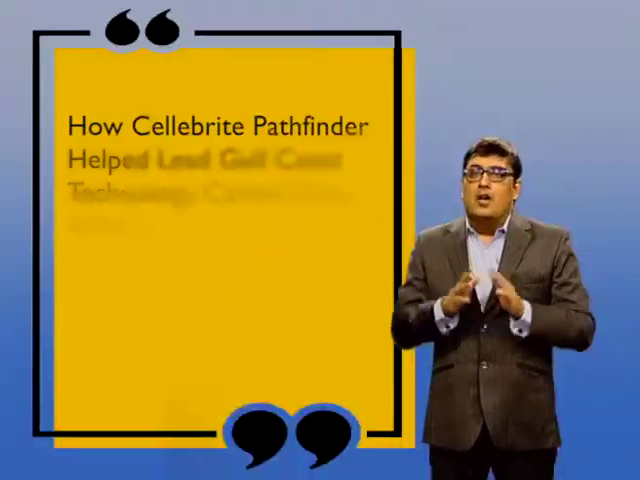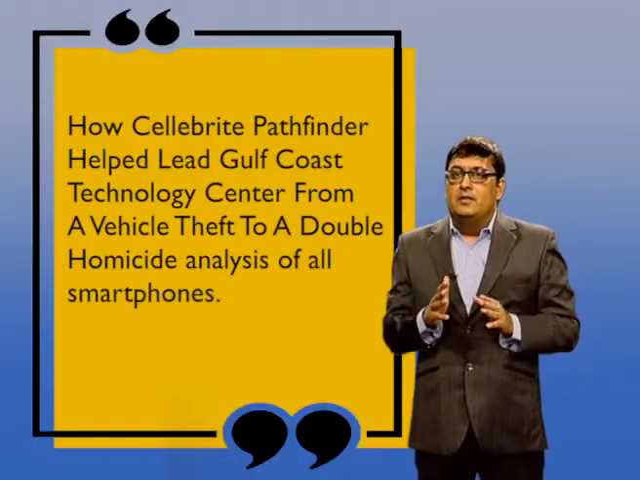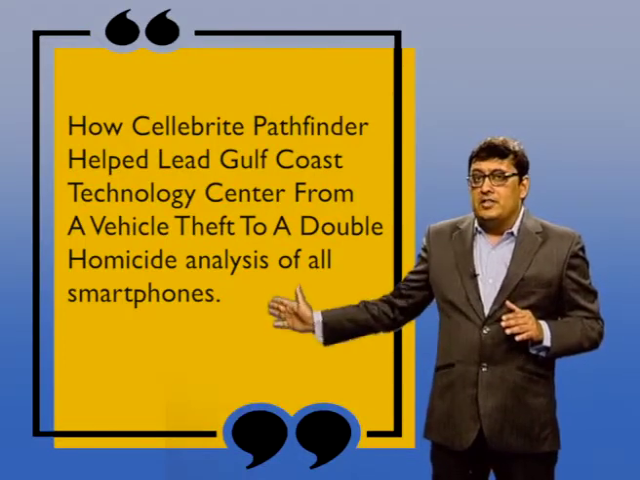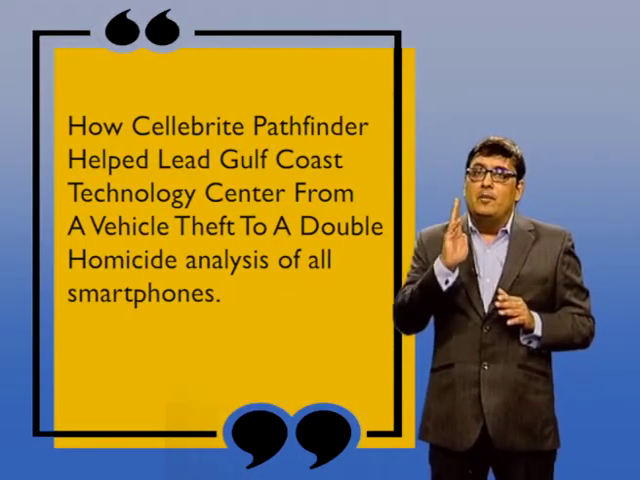We will do a small case study here. How Cellebrite Pathfinder helped lead Gulf Coast Technology Center from a vehicle theft to a double homicide. What started out as a car theft ring morphed into a vehicle theft ring and firearms theft ring. The firearms theft ring then turned into a firearms distribution ring on the street where the guns were being sold. The guns then led to 2 active cases of homicide.